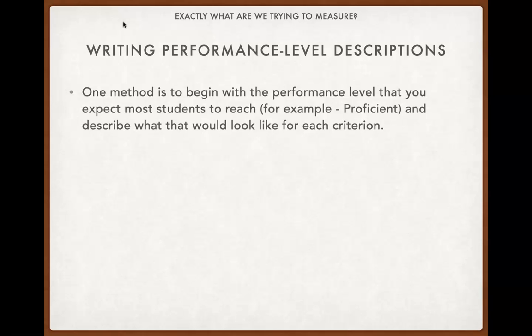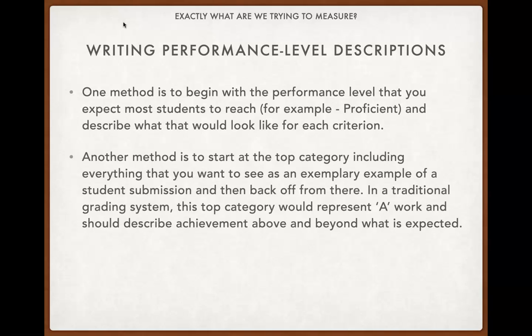the criterion that we already wrote. Another method is to start at the top category, including everything that you want to see as an exemplary example of a student submission, and then back off from there. Kind of go down in your expectations in each level. In a traditional grading system, this top category would represent A work, and that, of course, is above and beyond what is expected. That is exemplary work.